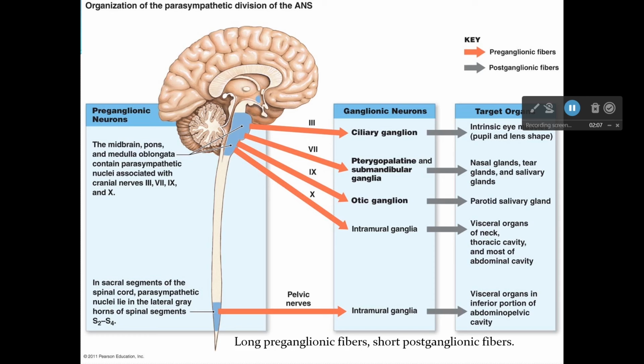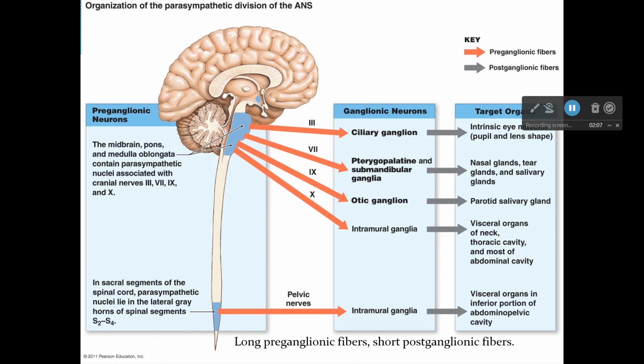And then the anatomic distribution. The parasympathetic division comes from the cranial nerves and the sacral nerves, right? So we have 3, 7, 9, and 10 as the primary cranial nerves, the ganglia, and then the target organs.